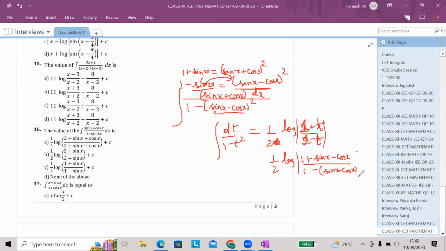Now we can use the identity. I'll group 1 minus cos x. It will become 2 sin square x by 2, and then you have 2 sin x by 2 cos x by 2. And similarly here, 2 cos square x by 2 minus 2 sin x by 2 cos x by 2.